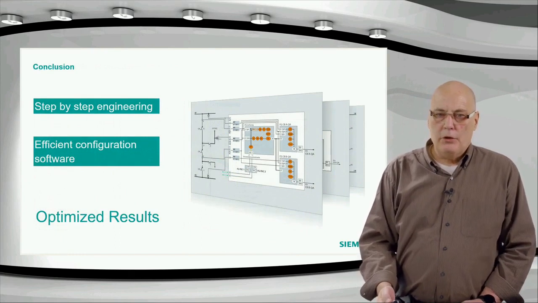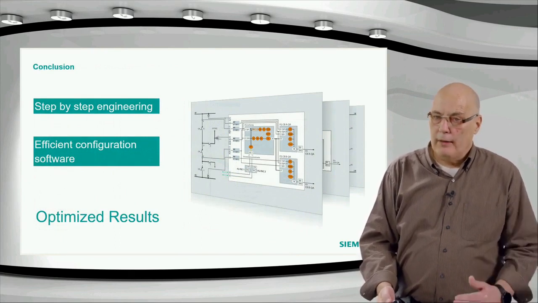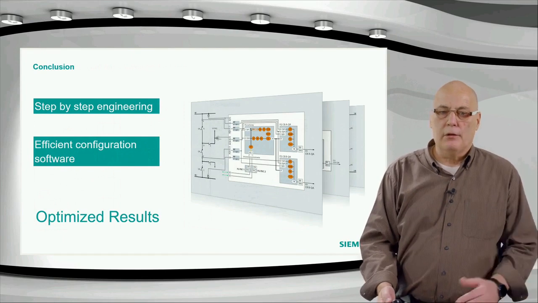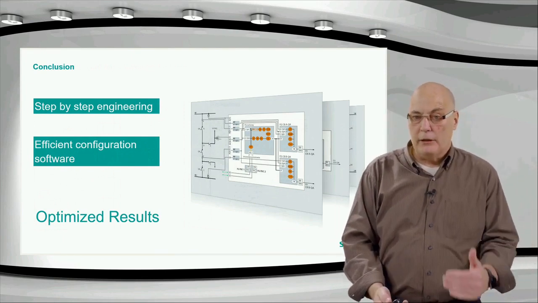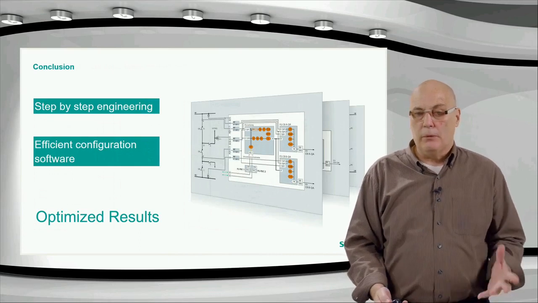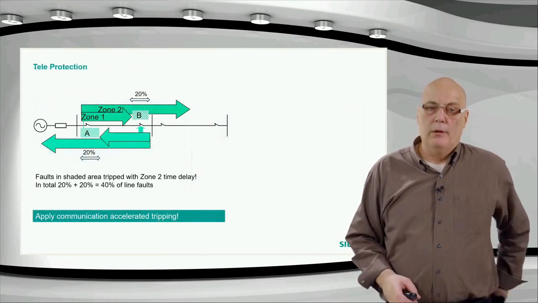All right, that's showing step-by-step engineering. You apply the two functions, you get an efficient result. You also get information in your process data, impedance protection trip or distance protection trip. You know exactly what is going on everywhere.